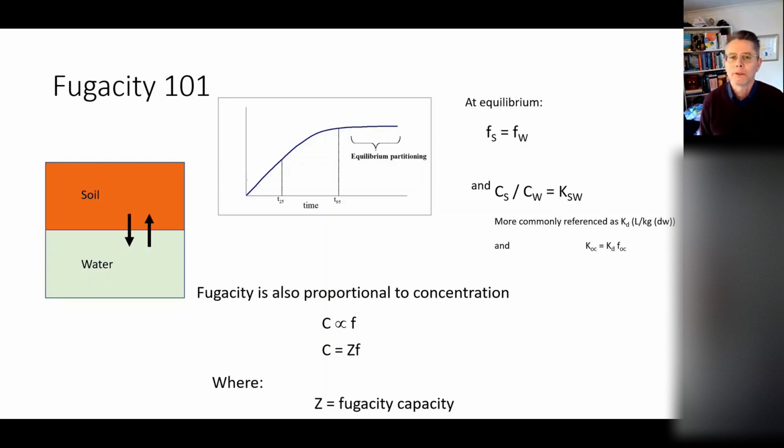And so often we refer to KOC more often for organic chemicals than we do for KD. This is all because we tend to find that the partitioning behavior is dominated by the fraction of organic carbon that would be in the soil.